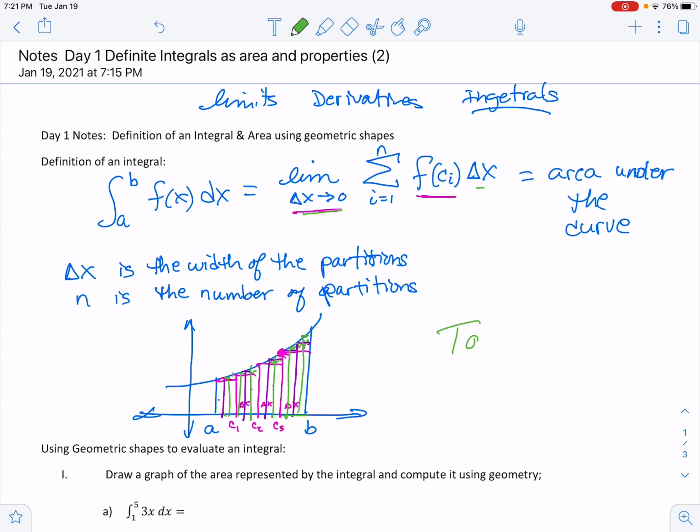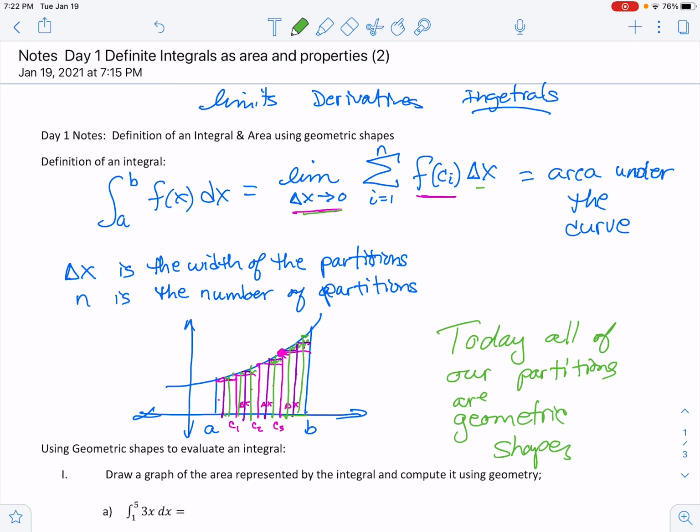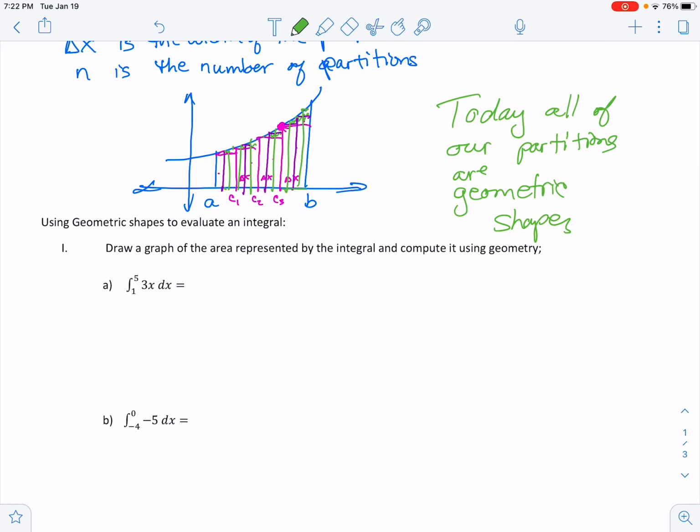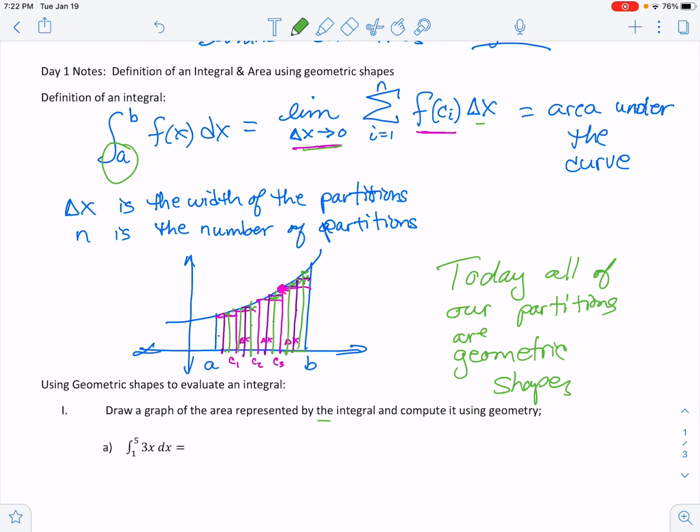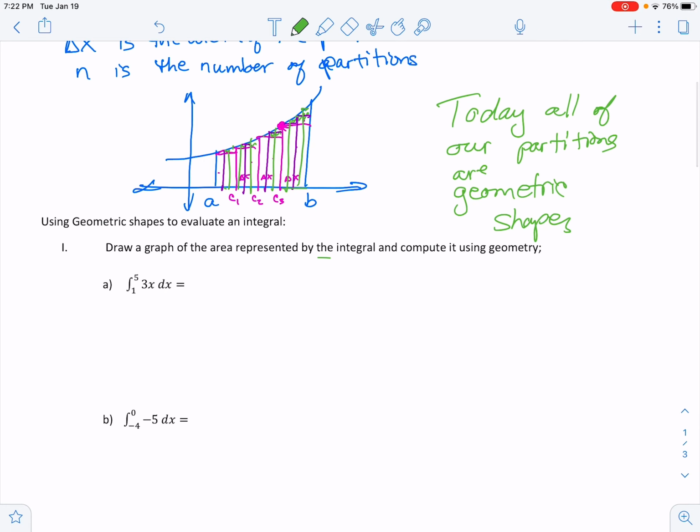Today, all of our partitions are geometric shapes. Okay, so let's do this first one. Draw a graph of the area represented by the integral and compute it using geometry. So I'm integrating from 1 to 5. Oh, we didn't talk about that. A and B are the bounds, where you start and end. Okay, so this one I'm going to integrate from 1 to 5.